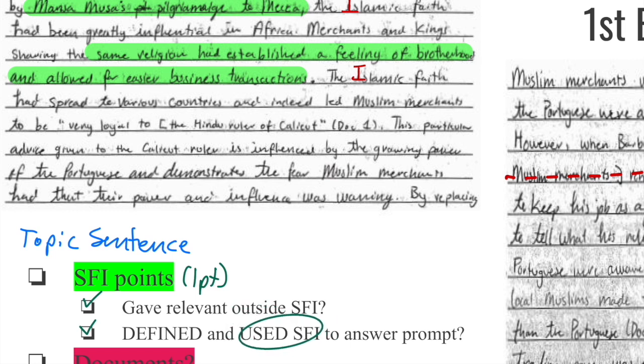So we take the original two intro points and we add one outside SFI point. So now we're at 3 out of 8 points. And you've only written one paragraph in a couple of sentences. Okay, easy peasy. The Islamic faith had spread to various countries and indeed led Muslim merchants to be very loyal to the Hindu ruler of Calicut.